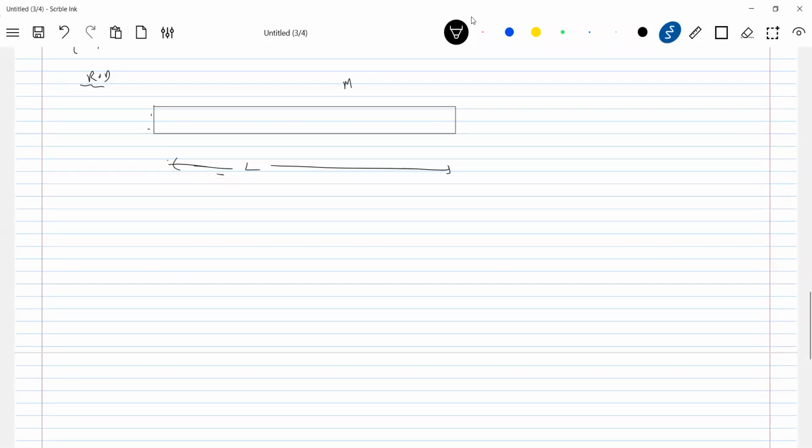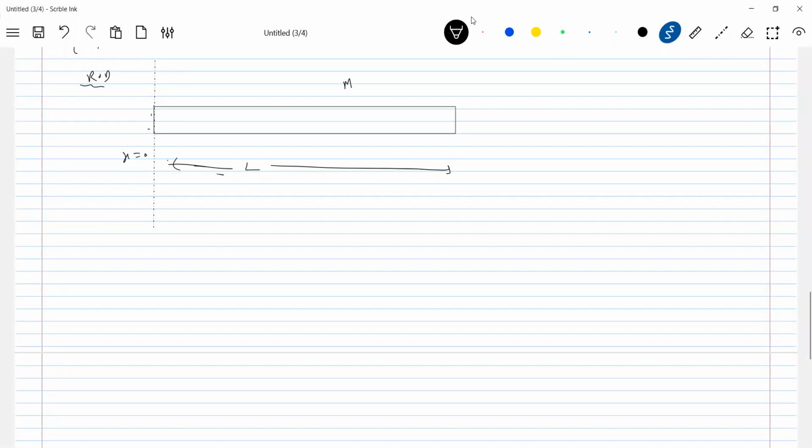So let me define the coordinate axis. Let me take this as the reference here. This is the origin, so let me define this as x equal to 0. Where the center of mass of this rod will be is our question here.